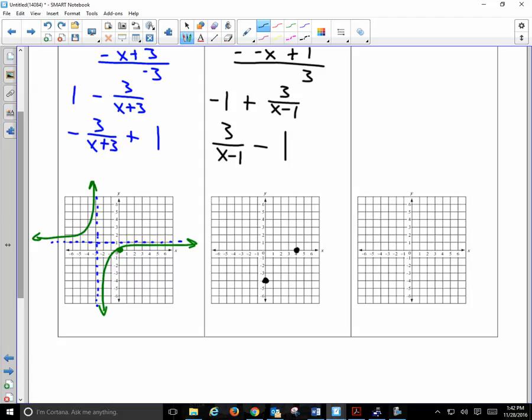Vertical asymptote at 1. Horizontal asymptote at -1. In this case, the dots really help me. It tells me that I will be in the lower portion and then the upper portion. Isn't that nice? Are you ready for a little bit of an aha moment?